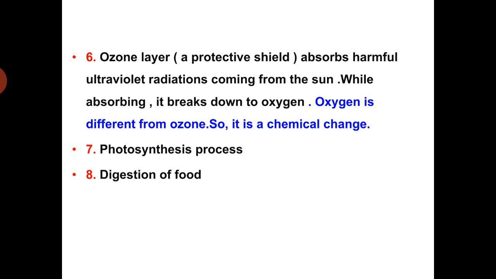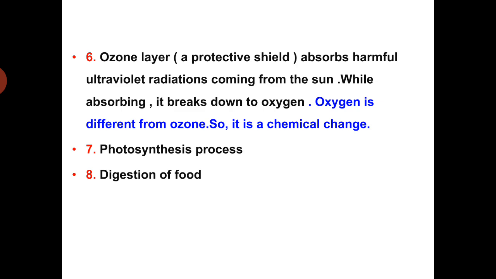Now what it does, this ozone layer absorbs harmful ultraviolet radiations coming from the sun. While absorbing, what happens to it? Ozone breaks down to oxygen. Oxygen is different from ozone. So it is a chemical change.